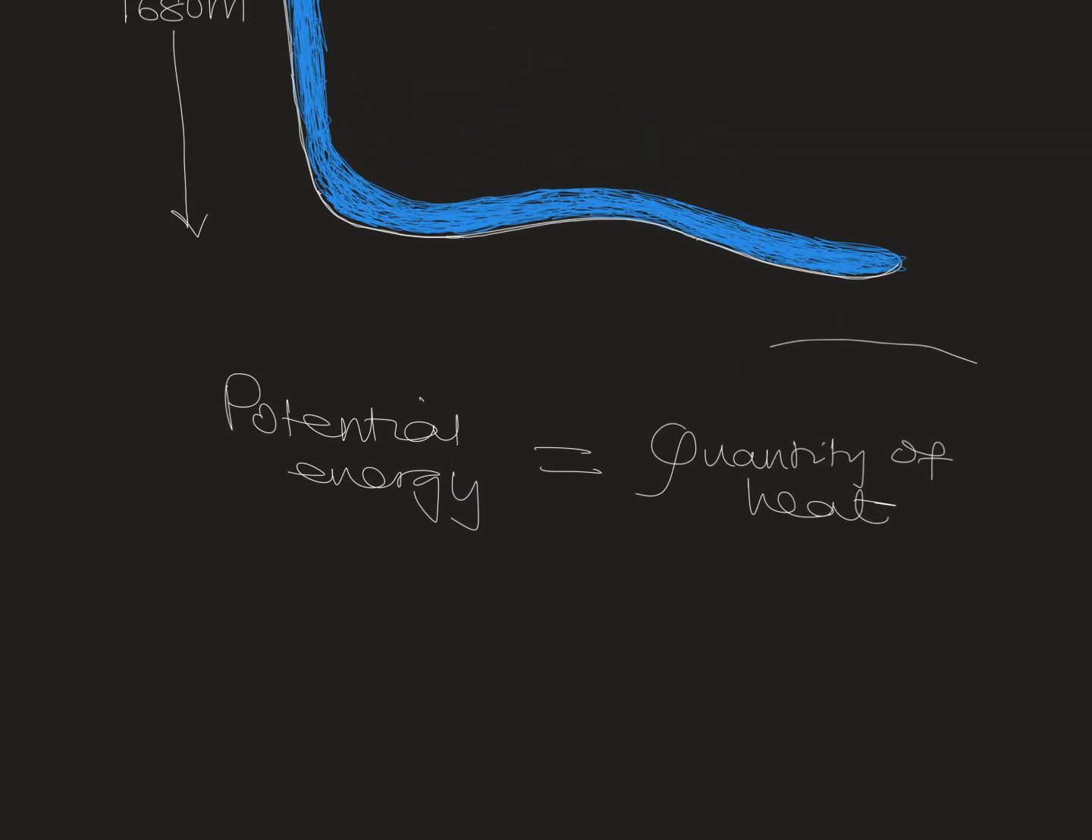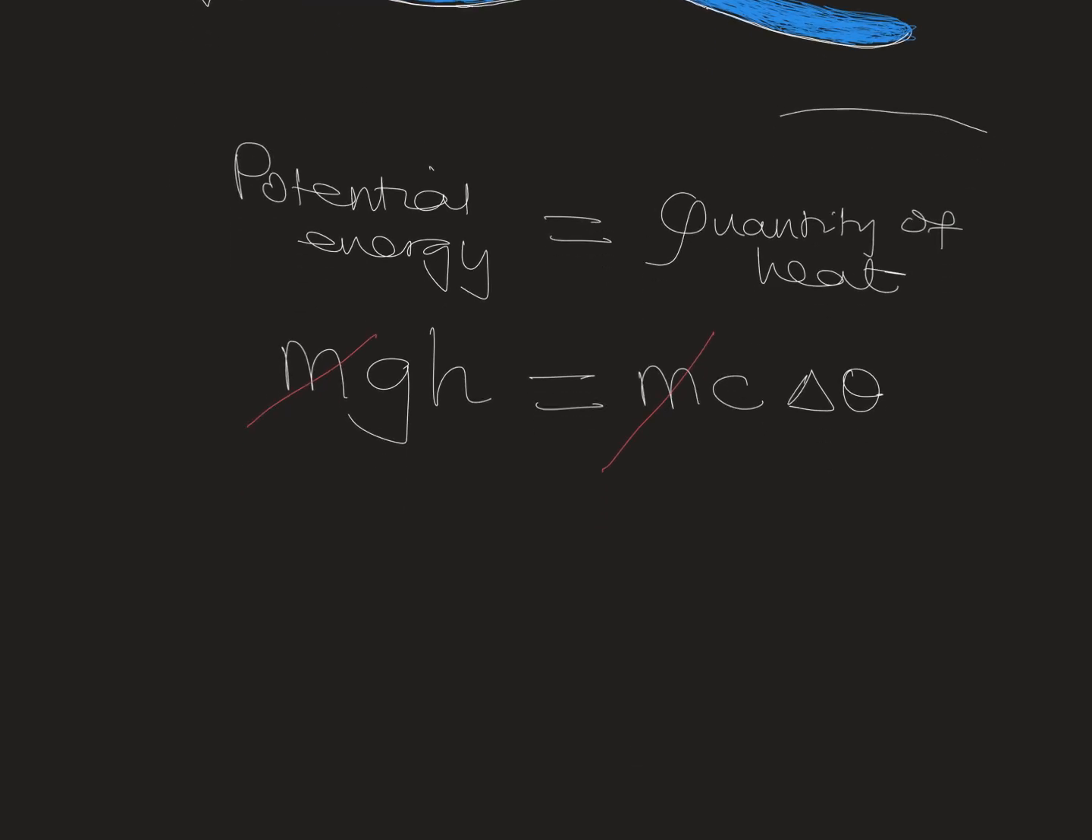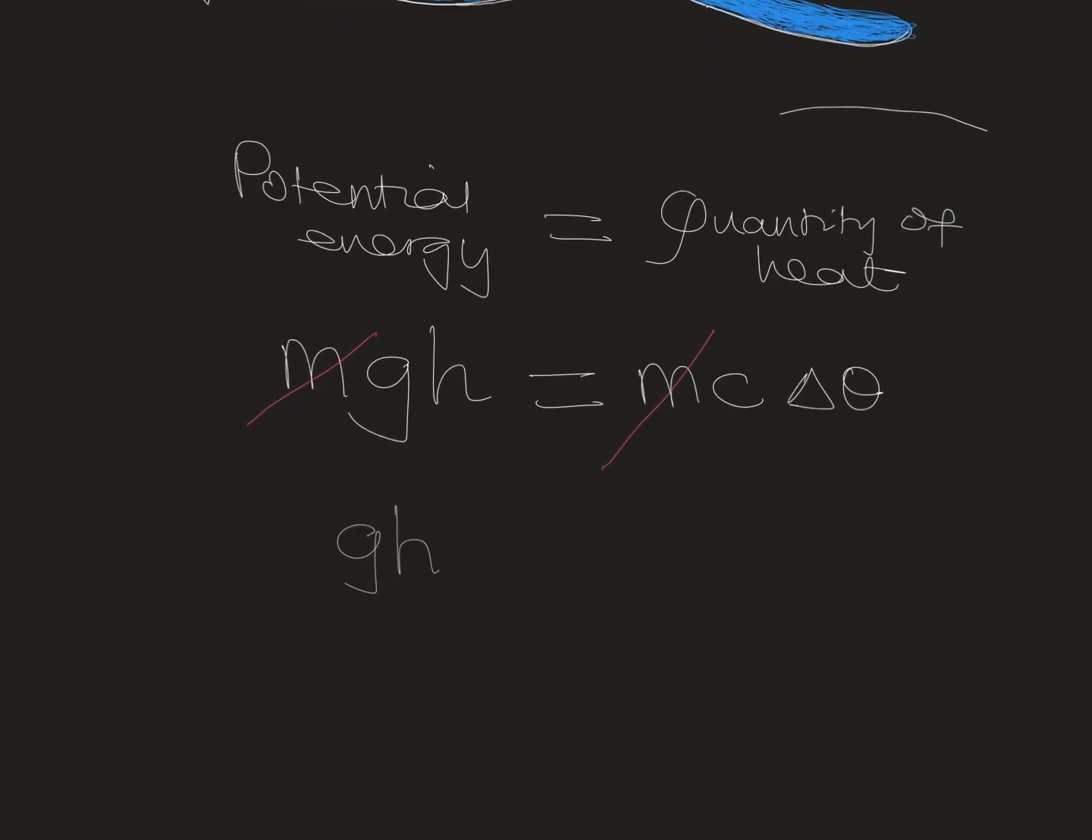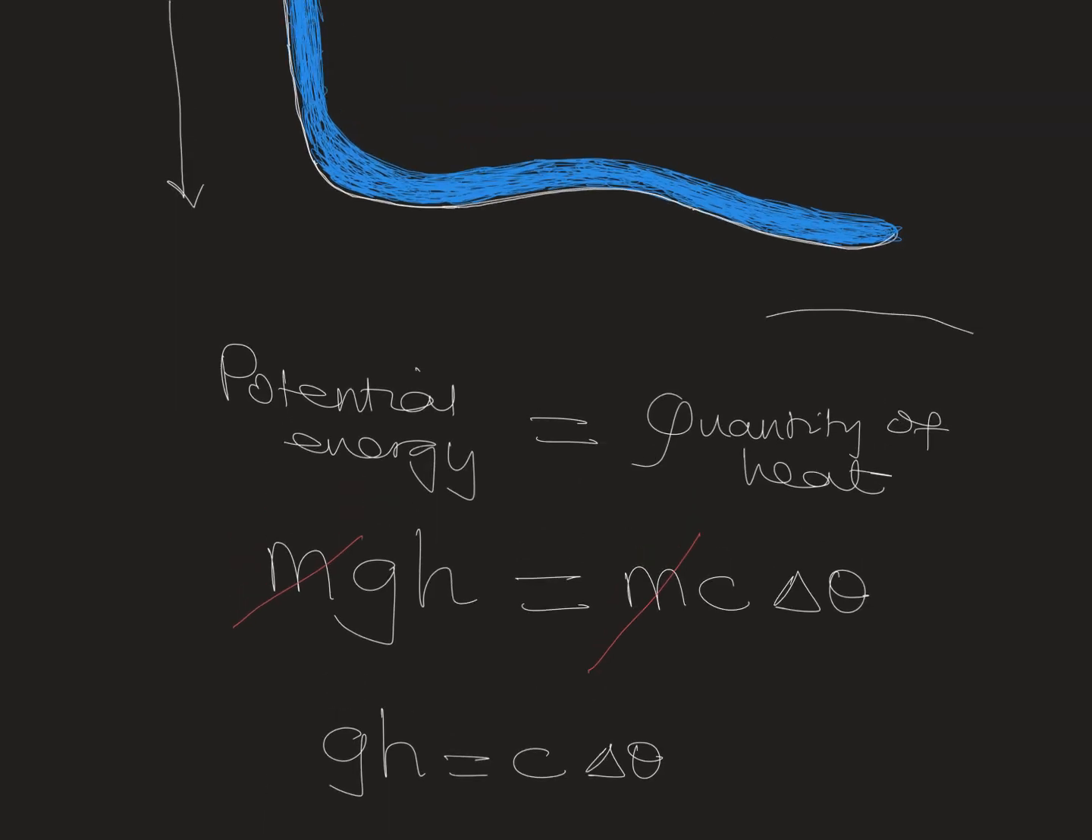So what is the formula for potential energy? It is the mass times the acceleration due to gravity times the height. This is equal to, the formula for the quantity of heat is mc delta theta. So we can say that the mass will cancel out. That is to say, acceleration due to gravity times the height is equal to the specific heat capacity times the change in temperature.